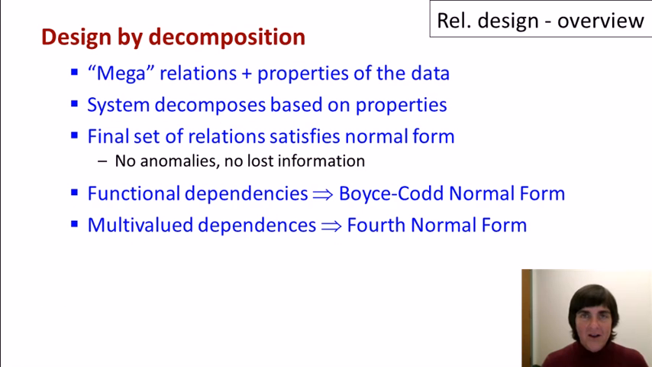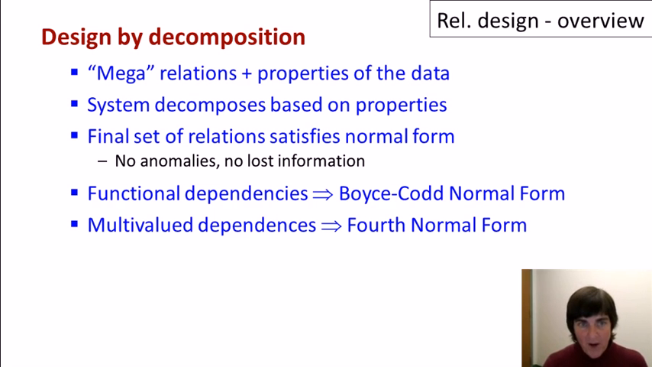To summarize, we're going to do relational design by decomposition. We're going to start by specifying mega relations that contain all the information that we want to capture, as well as specifying properties of the data, usually reflecting the real world in some fashion. The system can automatically decompose the mega relations into smaller relations based on the properties we specify and guarantee that the final set of relations have certain good properties captured in a normal form. They will have no anomalies and they'll be guaranteed not to lose information.